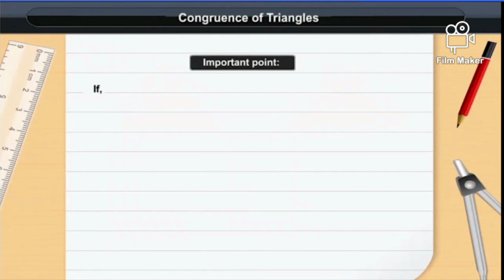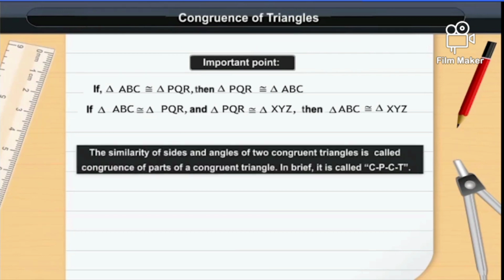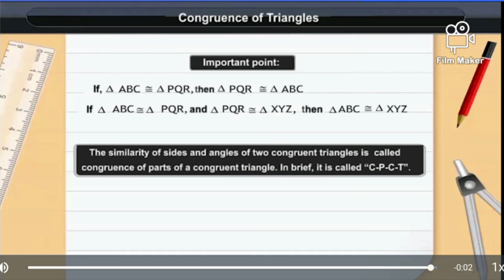Important point. If triangle ABC is congruent to triangle PQR, then triangle PQR will be congruent to triangle ABC. If triangle ABC is congruent to triangle PQR and triangle PQR is congruent to triangle XYZ, then triangle ABC will be congruent to triangle XYZ. The equality of sides and angles of two congruent triangles is called congruence of parts of a congruent triangle. In brief, it is called CPCT.